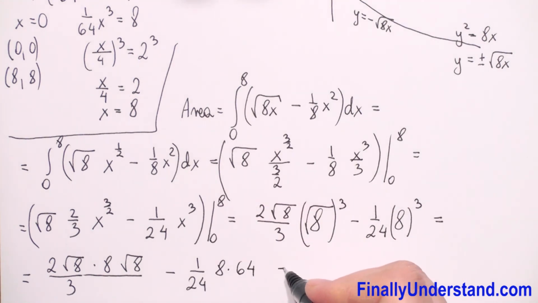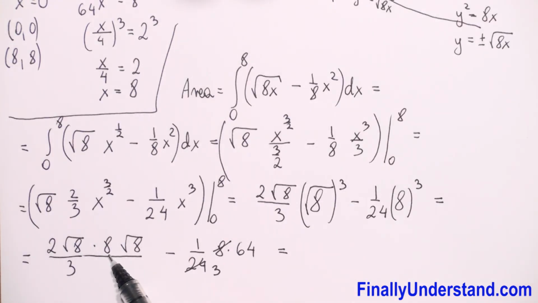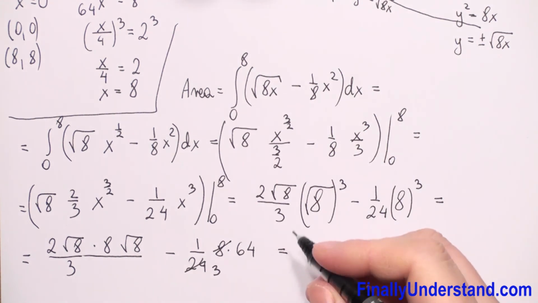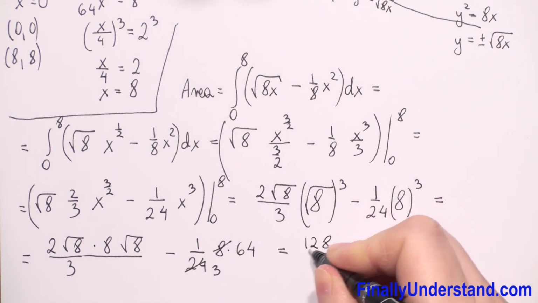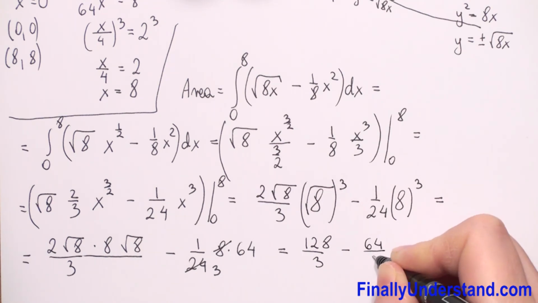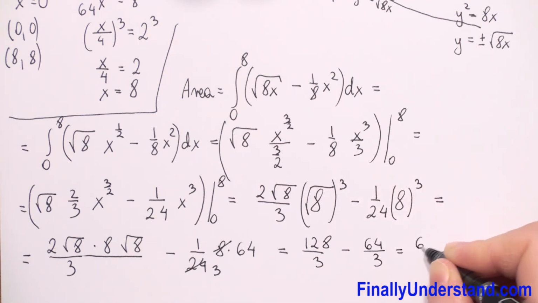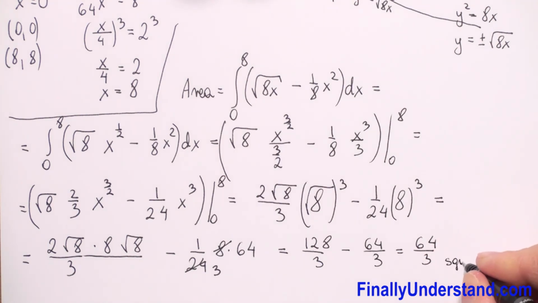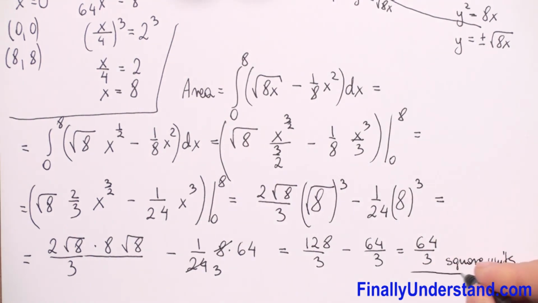We can reduce 24 with 8 will be 3. So this is equal to 2 times 8 is 16, times 8 is 128 over 3, minus 64 over 3. So this is equal to 64 over 3 square units. This is my solution.